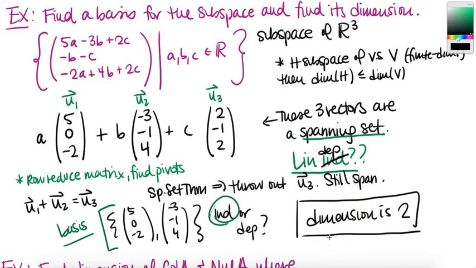Great. And another way, if you have a hard time seeing the relationships between the vectors, is to put those 3 vectors in a matrix, row reduce, and find the number of pivots.